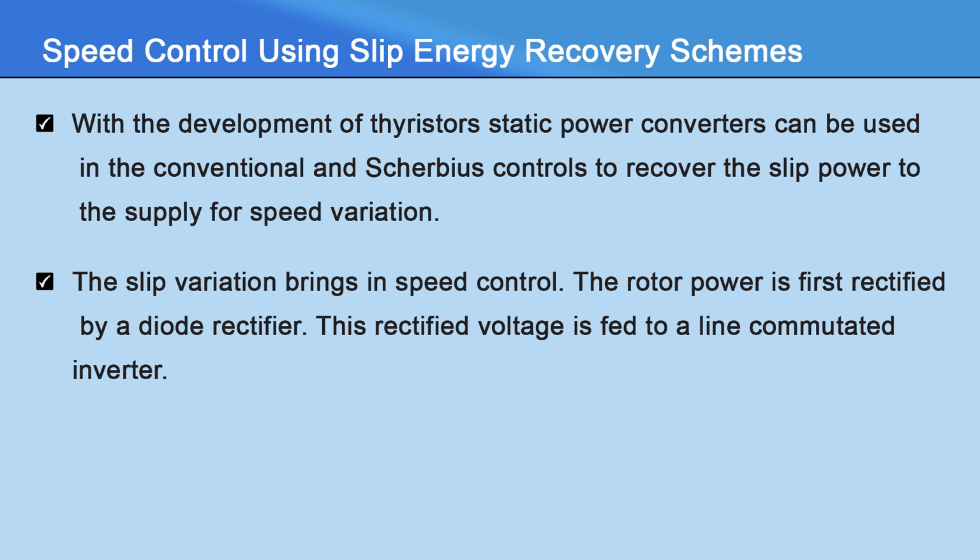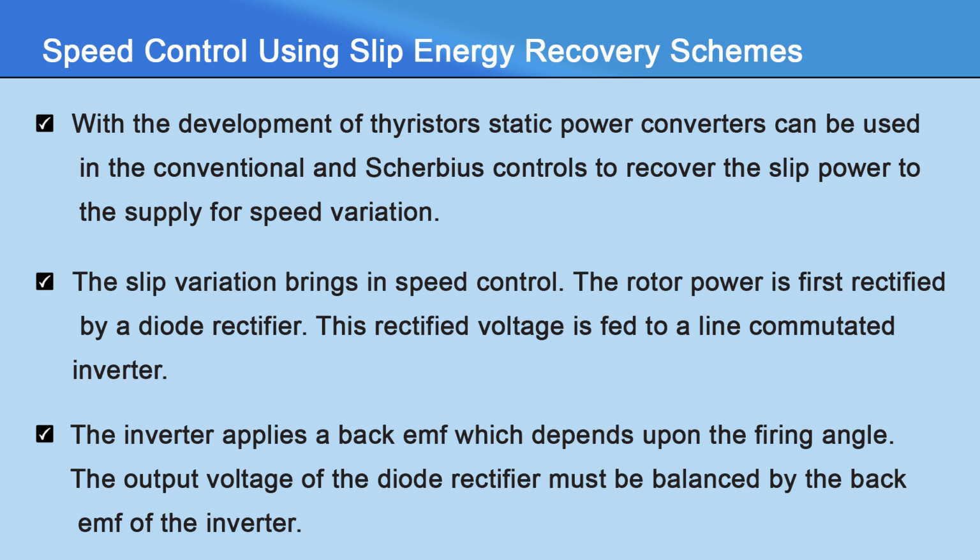The rotor power is first rectified by a diode rectifier. The rectified voltage is fed to a line commutated inverter. The inverter applies a back EMF which depends upon the firing angle. The output voltage of the rotor diode rectifier must be balanced by the back EMF of the inverter. The machine operates at a speed where this balance is obtained.